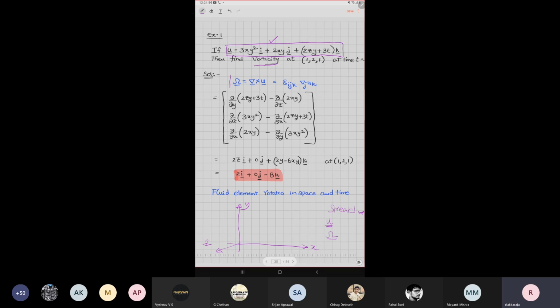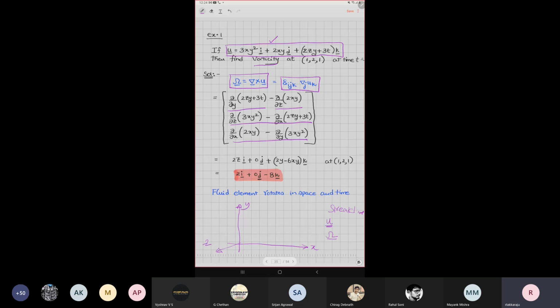Vorticity is defined as del cross u, the curl of u, which is epsilon ijk del j uk. So we know how to apply epsilon ijk on del j uk. Del by del y of the second term and third terms, first terms and third terms, and then again first terms and second terms. We know how to calculate curl.